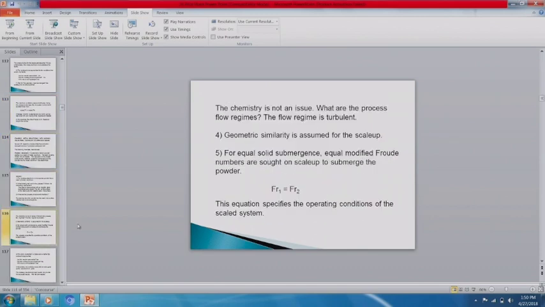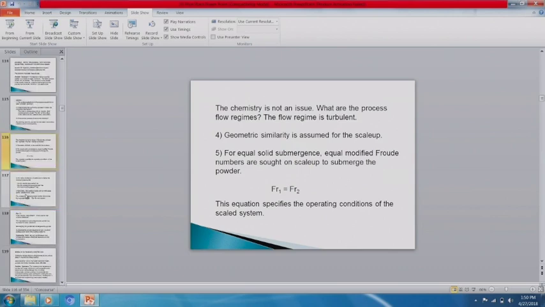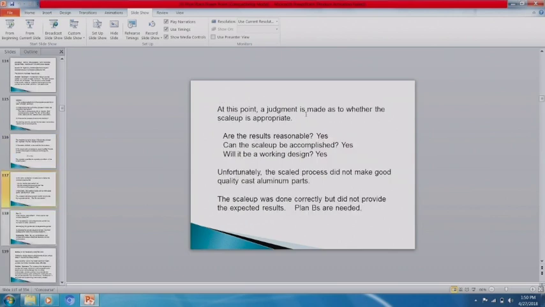Okay, go right along here. So if we check the literature on solid submergence, we run across the Froude number, or modified Froude number, and basically it says that equal surface behavior should be obtained when you have equal Froude number. That's true. So, judgment's made whether this is appropriate, and the answer is yes, yes, yes.